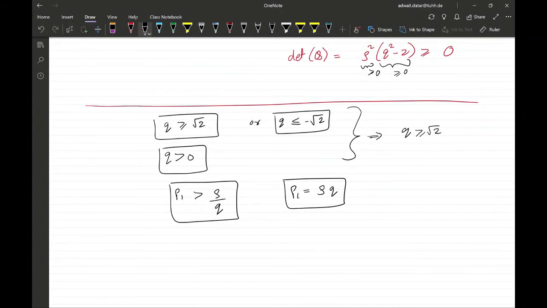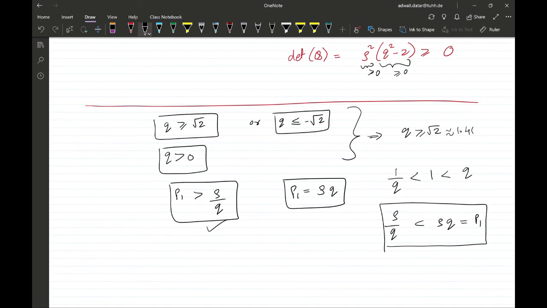Now if Q is greater than or equal to root 2, which is almost equal to 1.41, we have that 1 over Q is less than 1, which is less than Q. And therefore we have that rho over Q is less than rho Q, which is what we set our P1 to be, and therefore P1 is greater than rho over Q, which is just telling us that this condition is satisfied when we pick P1 as rho Q.